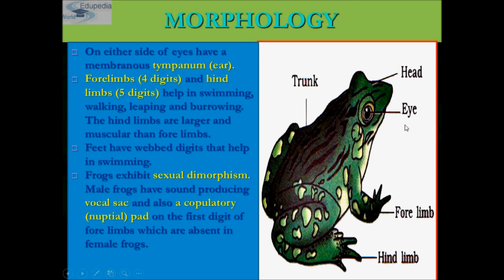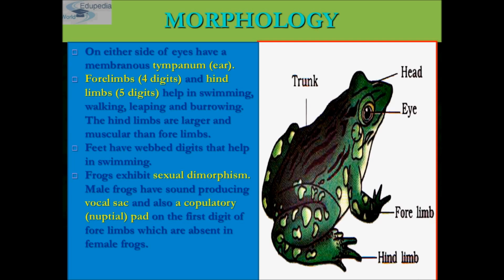This is the head of the frog. These are the eyes, one pair of eyes. This is the trunk part and the forelimb. Forelimbs have 4 digits and hind limbs have 5 digits. They help in swimming, walking, leaping and burrowing. The hind limbs are larger and more muscular than the forelimbs. The feet have webbed digits that help in swimming.